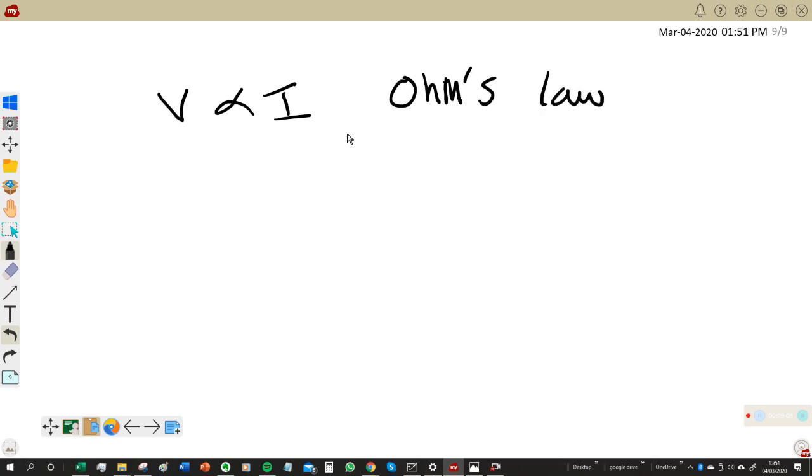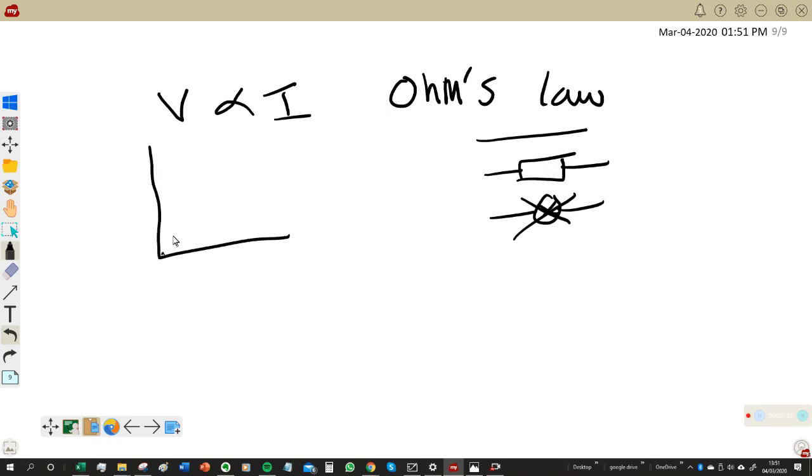So some components, such as wires and resistors, follow Ohm's law. A wire follows Ohm's law, a resistor follows Ohm's law, but not a light bulb, and not a few other things. Basically, these are the only two things that actually follow Ohm's law, and even they don't follow Ohm's law when they get really hot. So if voltage was directly proportional to current, you would get a straight line like that. Let's say we plotted voltage in there, current there, we'd get a straight line from the origin if it follows Ohm's law.